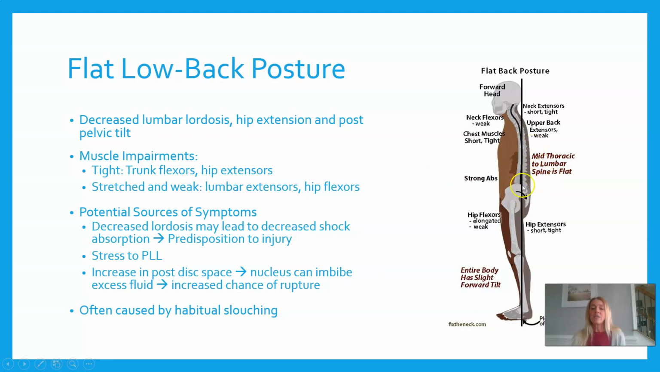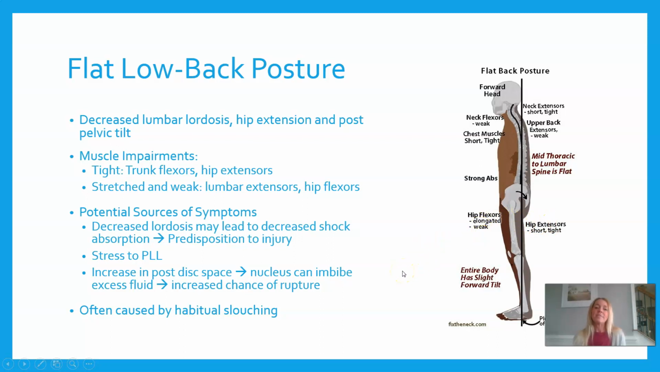A flat low back posture is going to basically be the opposite of an increased lordosis. We're going to have a decrease in the lumbar lordosis here. We're going to have a posterior pelvic tilt with this impairment. So the muscles that we expect to be tight are going to be your trunk flexors or your abdominal muscles and your hip extensors. We will expect to see stretched and weak muscles in your lumbar extensors, so your erector spinae, and your hip flexors.